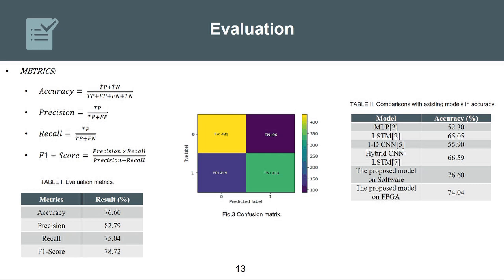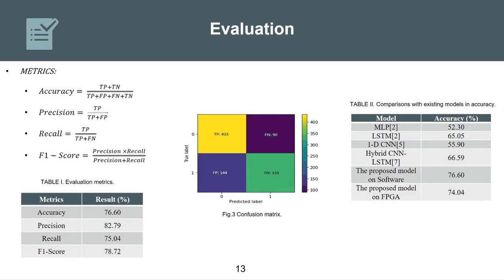To evaluate our model, we use a confusion matrix indicating the number of true and false predictions in each class. We use the matrix to report the accuracy, precision, recall, and F1 score. The result is shown in table 1. As you can see, the accuracy of our model is 76.16%.